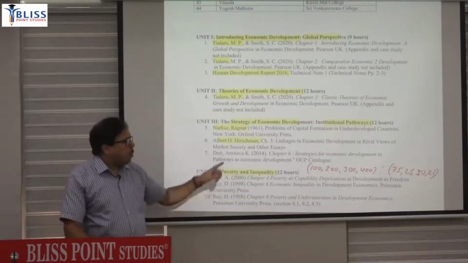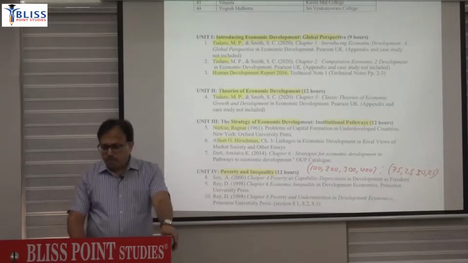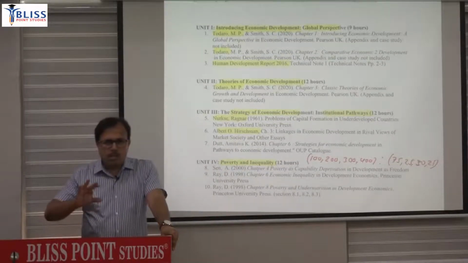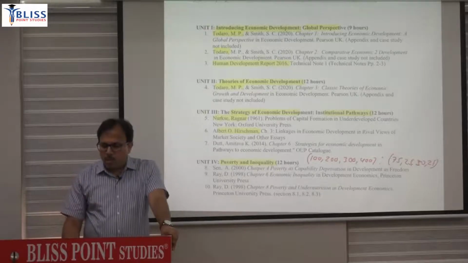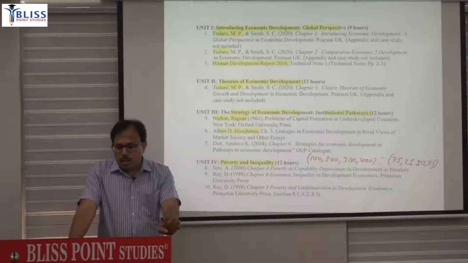So you have to deal basically with that type of question in this section, poverty and inequality. Apart from that numerical part, there will be some theoretical description as well. So mainly in development economics there are 4 units: introducing economic development first, theories of economic development second, strategy of economic development third, and poverty and inequality.